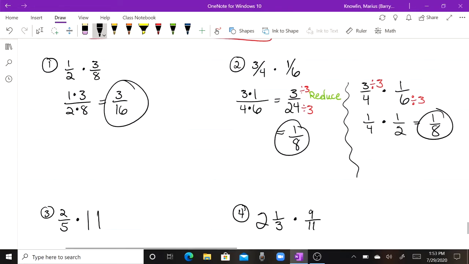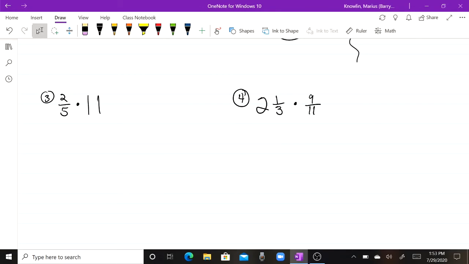Okay? Let's keep it moving. Number 3 says 2/5 times 11. Now we have a fraction times a whole number. Well, that's no problem. The first thing we want to do is just rewrite that whole number as a fraction. So we're going to rewrite this to say 2/5 times 11, and we make a whole number a fraction by writing it over 1. Now that we have 2/5 times 11 over 1, we can go ahead and multiply. 2 times 11 is 22. 5 times 1 is 5.